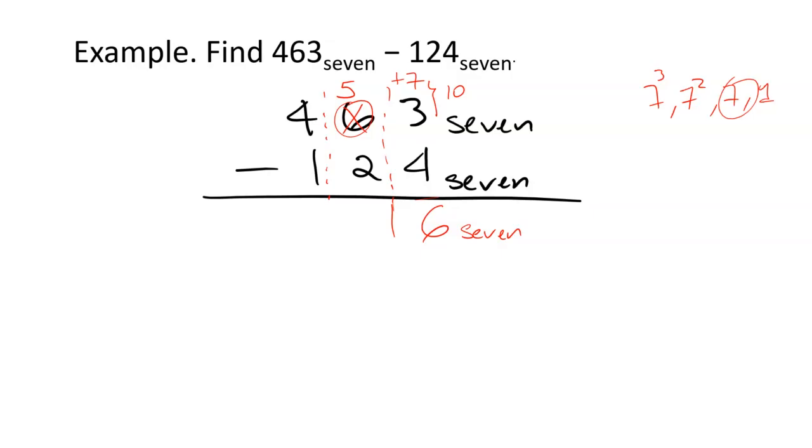And then on the next place value, since I borrowed 1, I'm not gonna use the 6, I'm gonna use the 5. 5 minus 2 is actually 3. And 4 minus 1 is 3. So my answer is 336 in base 7.